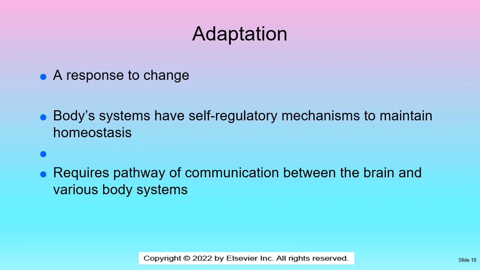Adaptation, which is normal during homeostasis, is your body trying to adapt. It's a response to the change. The body systems have to self-regulate to maintain the homeostasis. It requires a pathway of communication between the brain and the various body systems. You may or may not be aware that this is even going on. It involves the coordination of the central nervous system, the autonomic nervous system, and the endocrine system. These are all required for the body to adjust, adapt, and maintain that equilibrium, the homeostasis. The brain and the spinal cord are kind of in control of all these things.